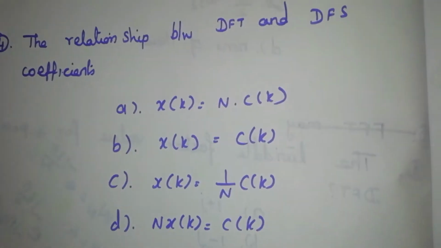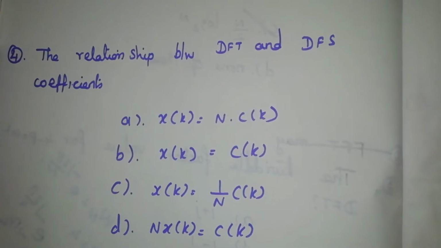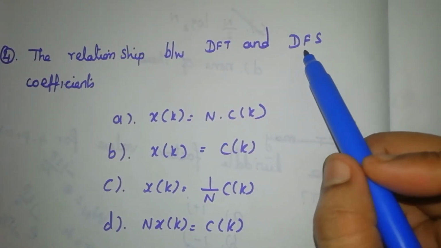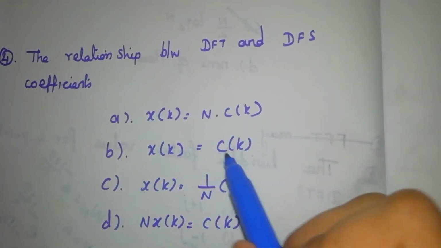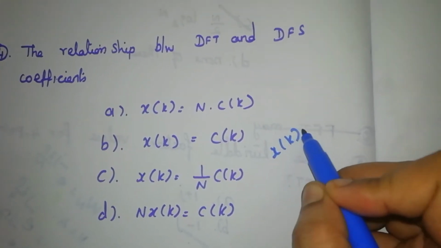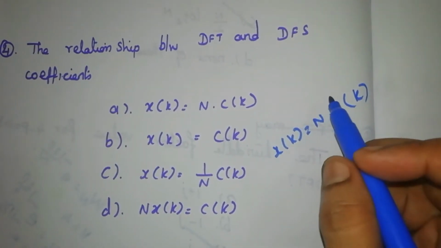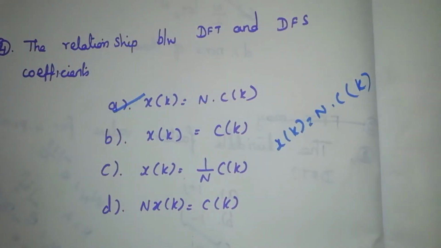And next question, the relationship between DFT and DFS coefficient, that is discrete Fourier transform and discrete Fourier series coefficient, that is X of k is equal to N into c of k. This is the relationship between DFS and DFT. So here the answer is A.